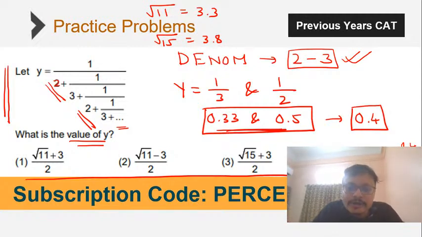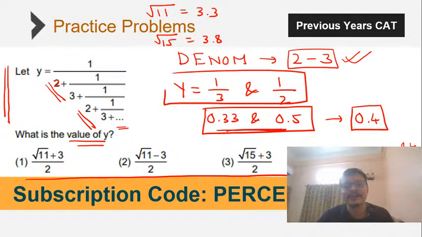Again, all you need to do is put in the minimum effort required to mark correct answers. It is not about unnecessary solving, it's about minimal effort. So for example, the denominator lies between 2 and 3, which means y will lie between 1/3 and half. And that is how we got the approximate value of y and we marked the answer as option D.